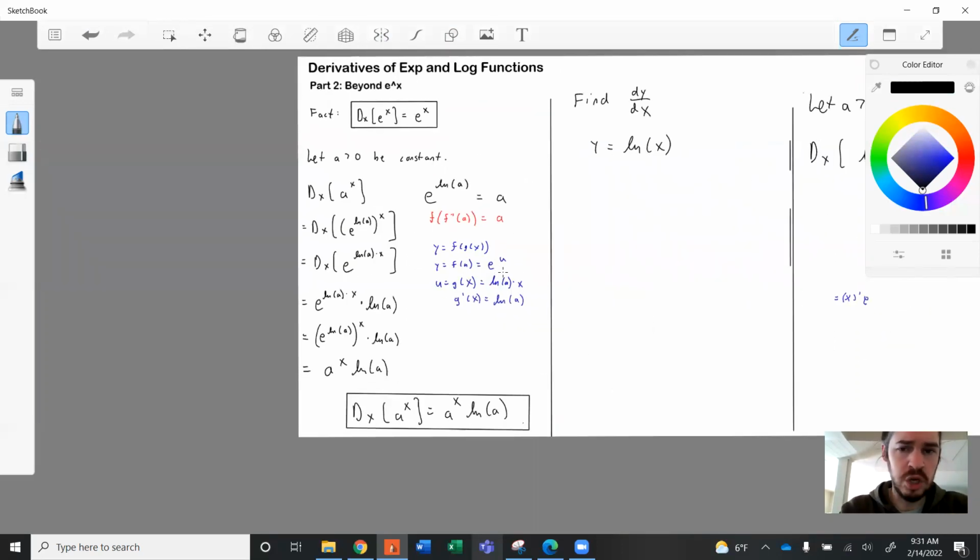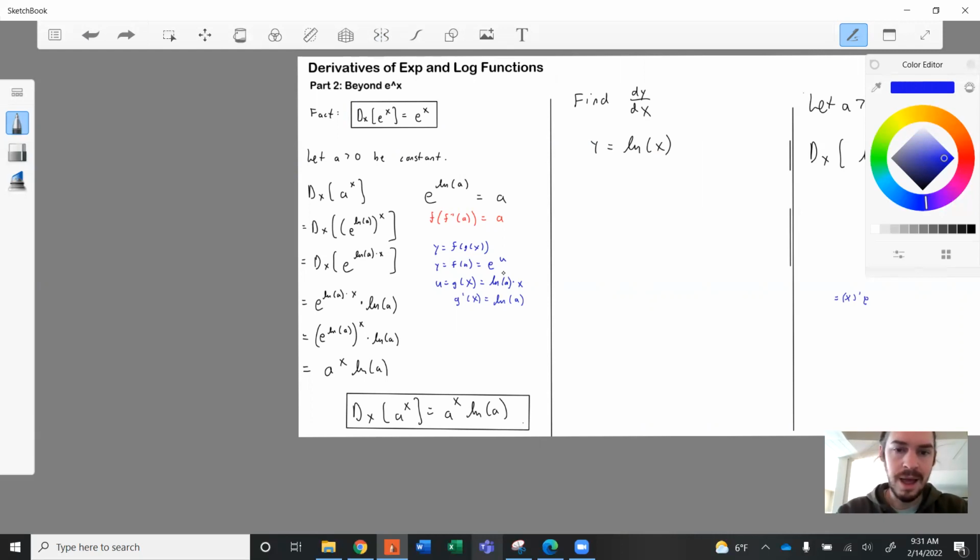So compare that to the original rule that we had, right? Here's the original rule. Here's the general version. If you had a equal to e, this general version still works because the natural log of e is equal to 1. So you'd have e to the x times 1, which is just back to this again. So in that sense, it really is a generalization. It is a rule that works for any exponential function, including the specific case when your base is equal to e. So it's a rule that encompasses the original one as a part of it. That's what a generalization is.